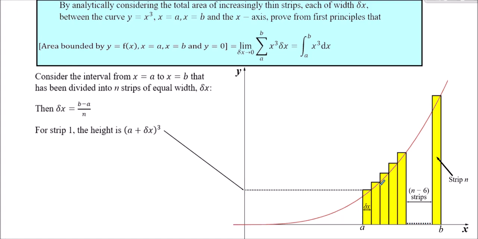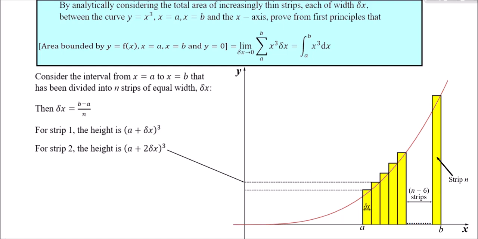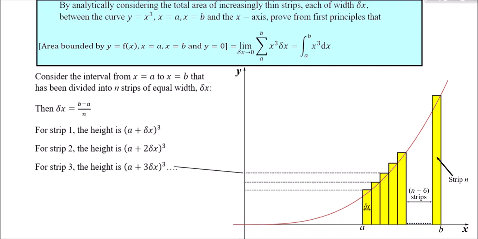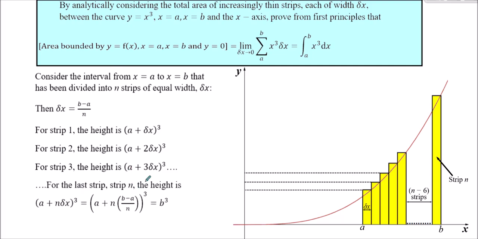For the second bar, the height we're taking it at is a plus delta x plus another delta x. This value here is a plus 2 lots of delta x. So for strip 2, the height would be (a plus 2 delta x) cubed. In the same way, for strip 3, the height would be (a plus 3 lots of delta x) cubed, and so on until we get to the nth strip. In the nth strip, I'm going to use the expression for delta x specifically, so we can see what the result comes out to be. For strip n, the last one, the height will be (a plus n lots of delta x) cubed.